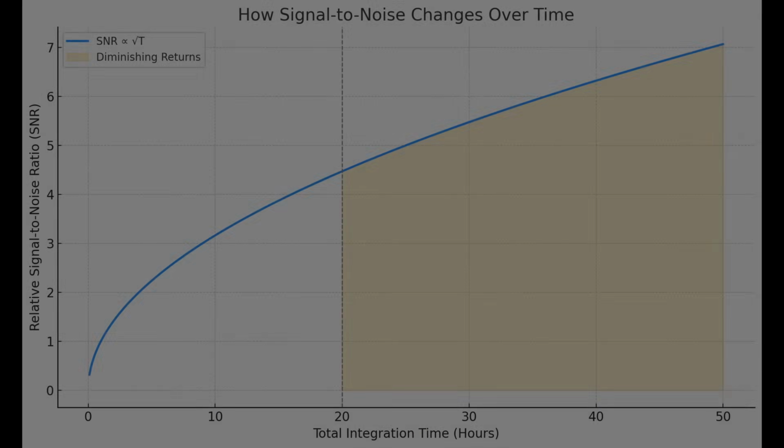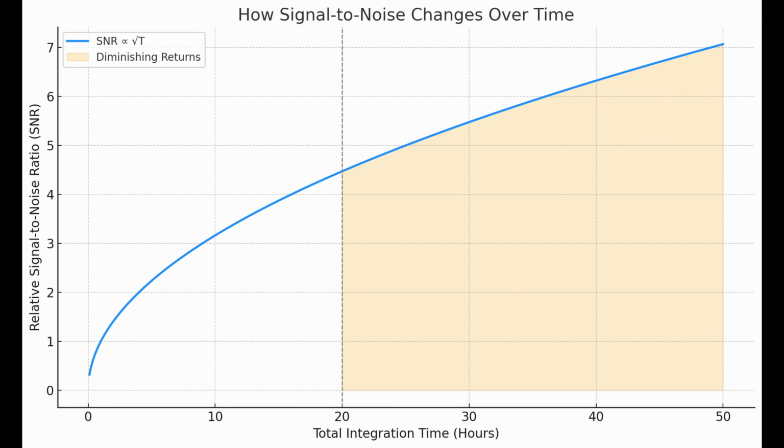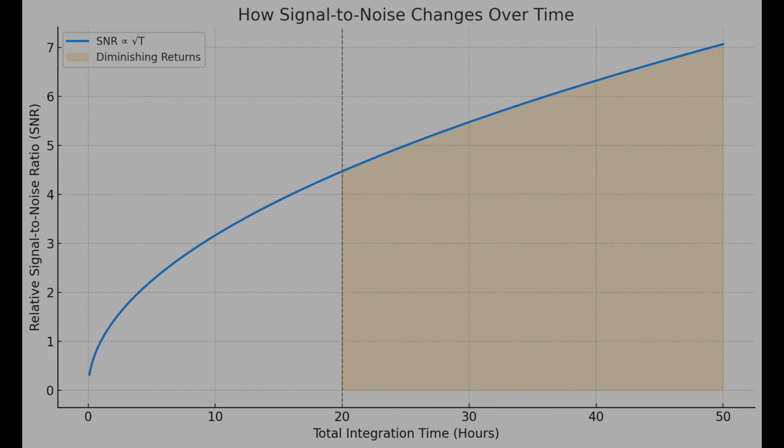So this chart here is illustrating the square root relationship between integration time and signal to noise ratio. The shaded region, which starts around 20 hours, represents where diminishing returns begin. This is just an illustrative example and does not represent your own data conditions. This chart is purely intended as a data scenario example to help explain diminishing returns.